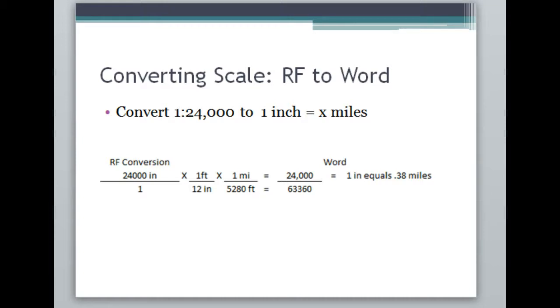So what I'm going to get rid of are all of the inches, these inches and these feet, and I'm left with miles. And what I'm saying here is 1 inch equals 24,000 inches. So now 1 inch equals 0.38 miles. Okay, and if you put 0.4 miles, that would be fine too. That would be pretty close if you round it off like that.